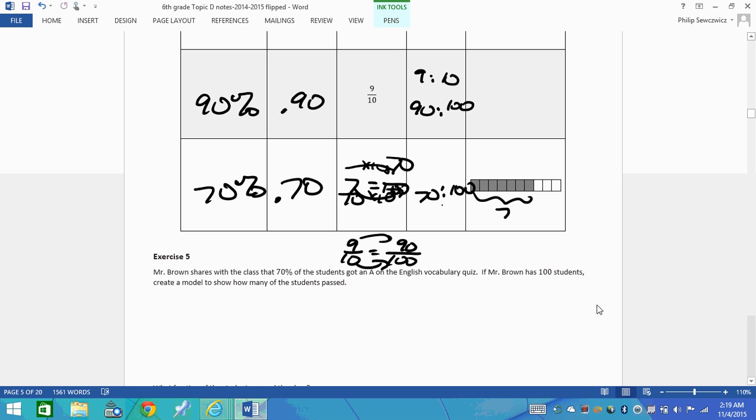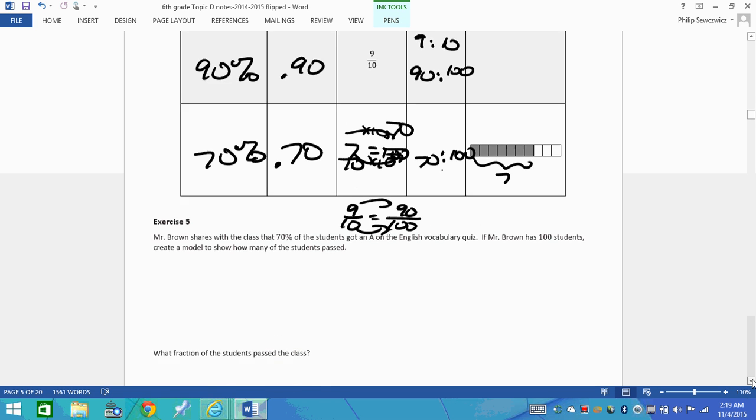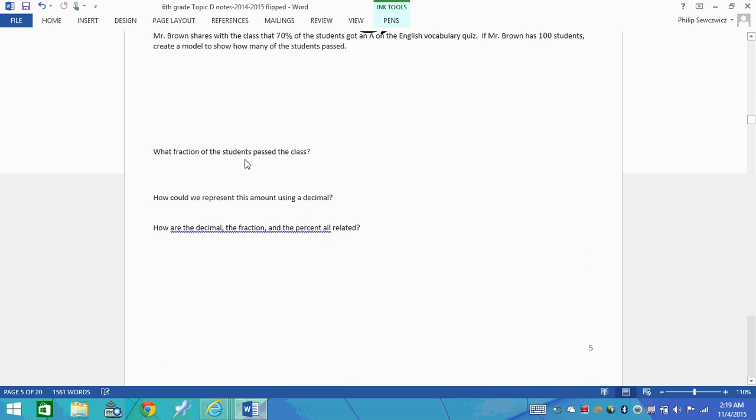So here's what we got. We got Mr. Brown here. He shares with the class that 70% of the students got an A on the English vocabulary quiz. If Mr. Brown has 100 students, create a model to show how many would pass. Let's skip the model. What fraction of the students pass the class? Oh, 70%. Wait, percent is always out of what? Yeah, it's out of 100. There's my percent.